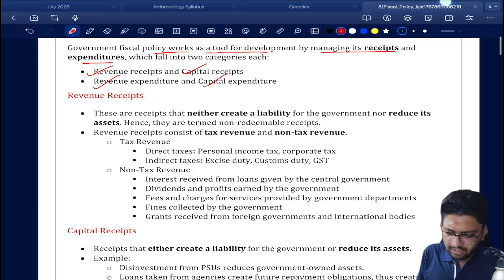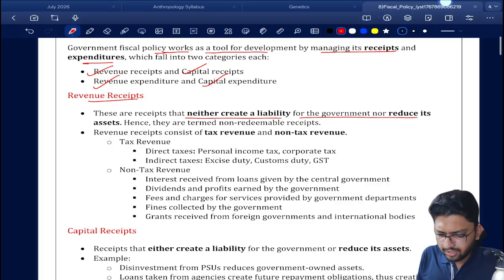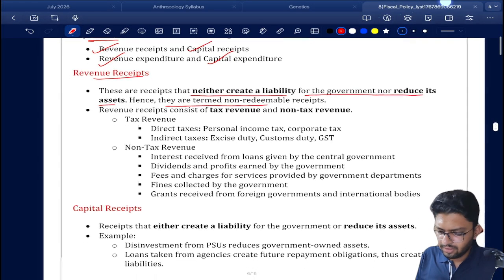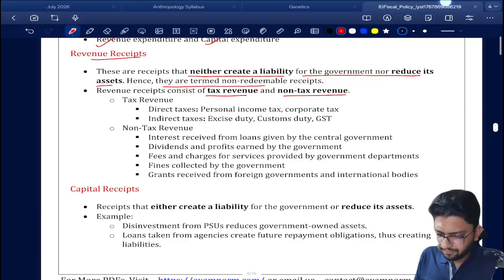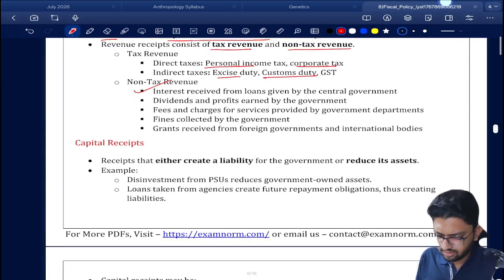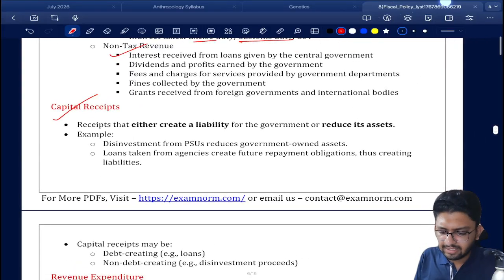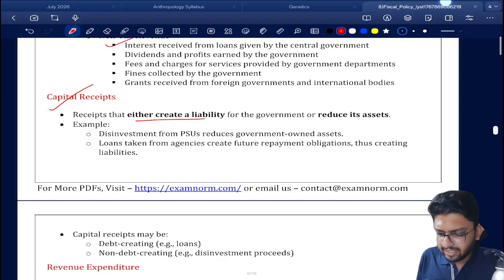First we have revenue receipts. Revenue receipts neither create a liability for the government nor reduce its assets, hence they are termed non-redeemable. Revenue receipts are basically tax revenues or non-tax revenues, collected from personal income tax or corporate tax, excise duty or custom duty, and non-tax revenue is just well known. Then we have capital receipts, which either create a liability or reduce assets.